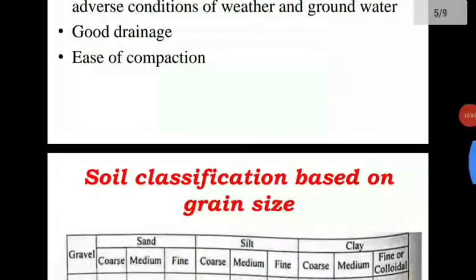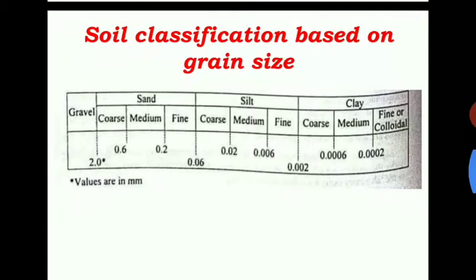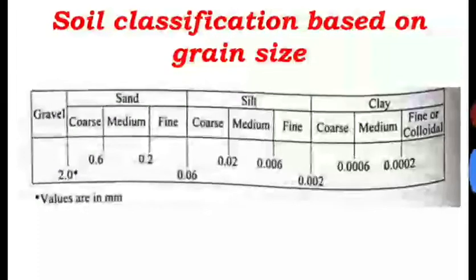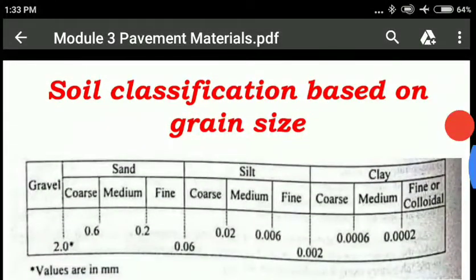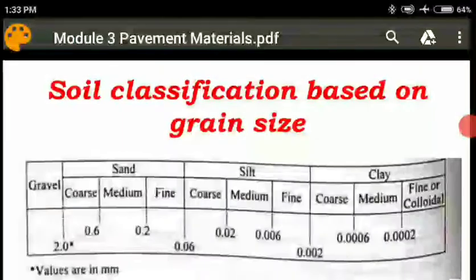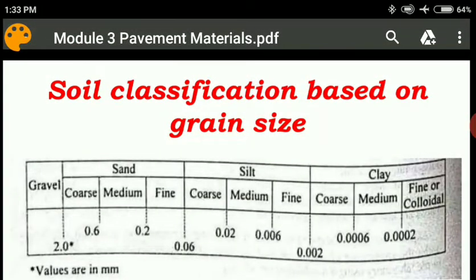So here we can see the general soil classification based on grain size. The first one is the gravel part. This soil has been classified in four categories based on the grain size. The first one is gravel, second one is sand, third one is silt, and fourth one is clay.